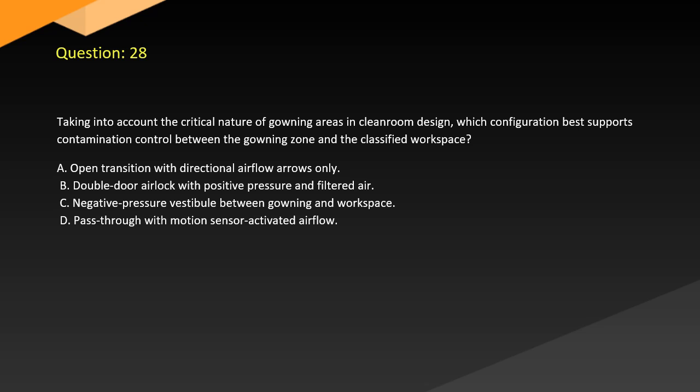Question 28. Taking into account the critical nature of gowning areas in cleanroom design, which configuration best supports contamination control between the gowning zone and the classified workspace? A. Open transition with directional airflow arrows only. B. Double door airlock with positive pressure and filtered air. C. Negative pressure vestibule between gowning and workspace. D. Pass-through with motion sensor activated airflow.